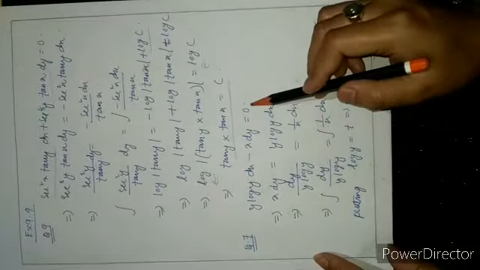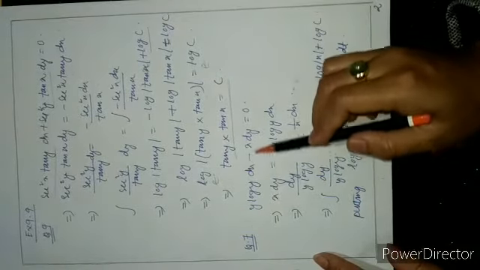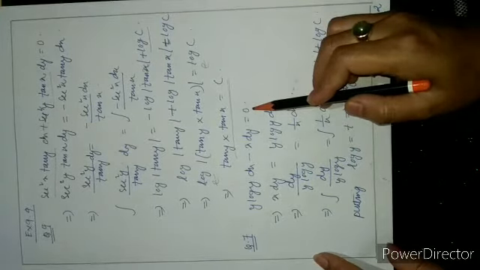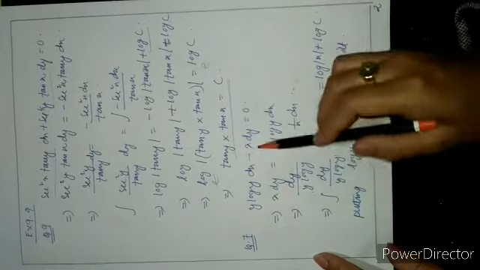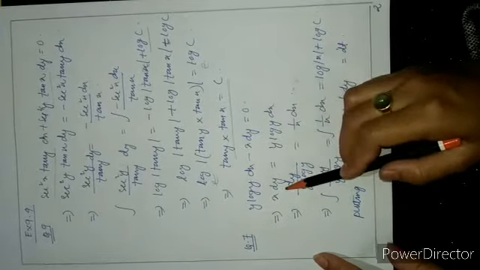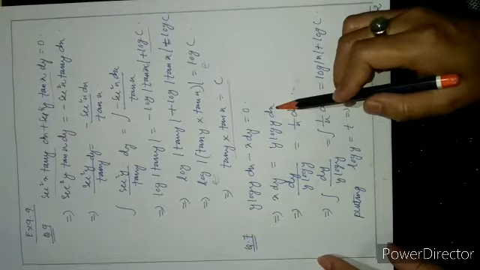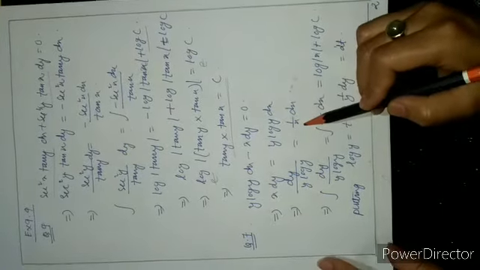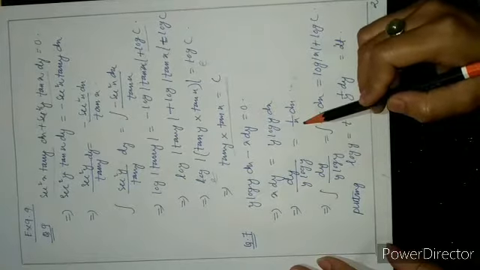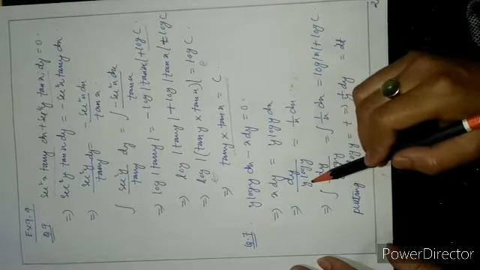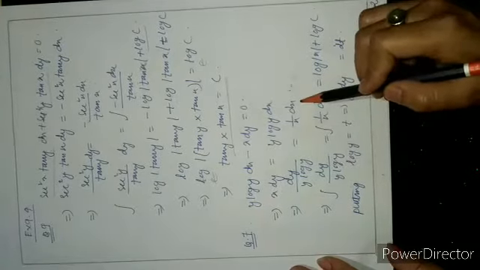Next question, question number 7: y log y dx minus x dy is equal to 0. This is variable separable form, so we separate dx and y. Transposing x dy to the left hand side, we get x dy is equal to y log y dx. Then separate the function of x and y by cross multiplication: dy divided by y log y is equal to 1 by x dx.